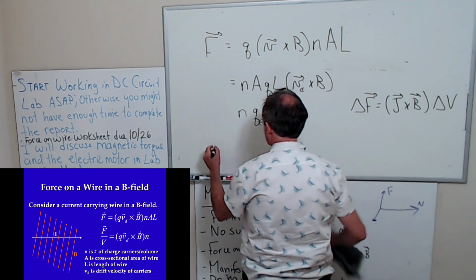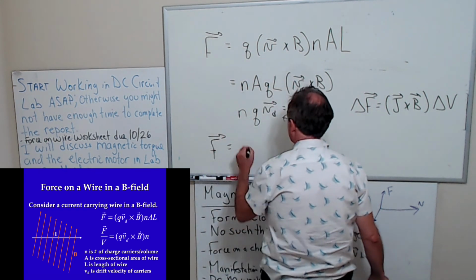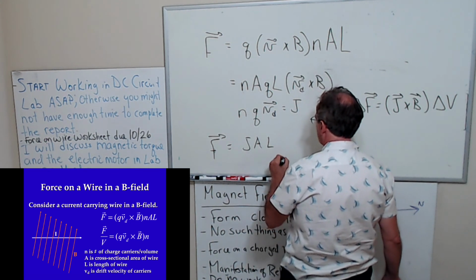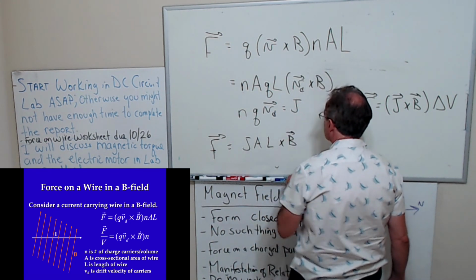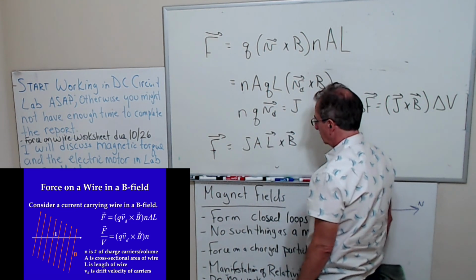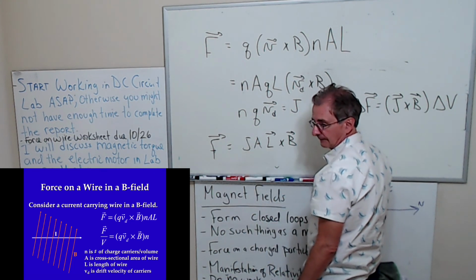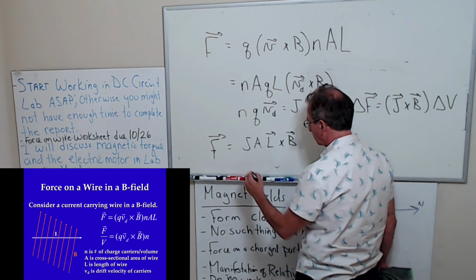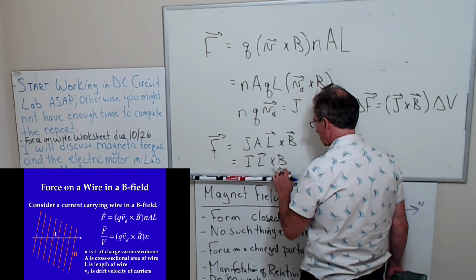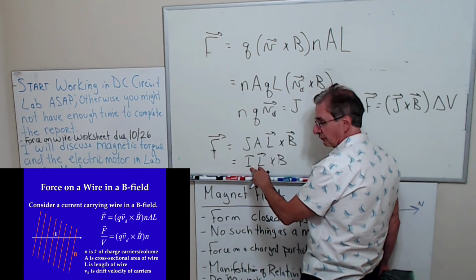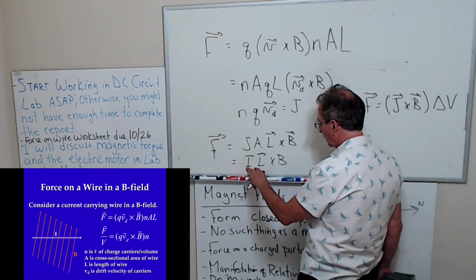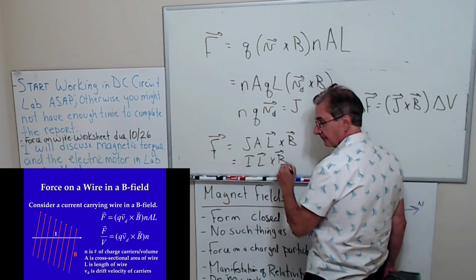So let me write it this way. Since the velocity vector is in the same direction as L, I'm going to write it this way. What's J times A? That's just the current. And so the force on a wire in the magnetic field is just I L cross B.